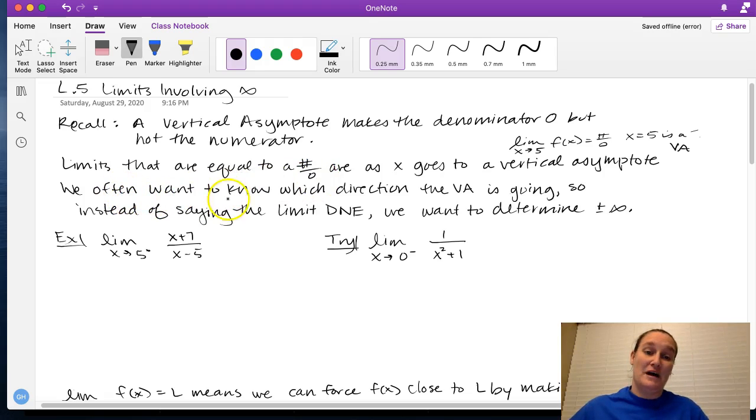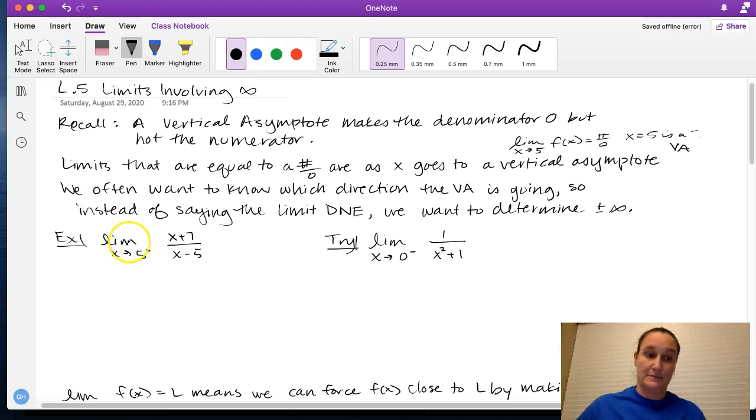Anyway, we often want to know which direction the vertical asymptote is going. It has an asymptote, so the limit doesn't exist. Technically, you are correct by saying the limit does not exist for this. That's perfectly fine, you can always do that. However, sometimes, and on multiple choice, they will not give you both of these. Sometimes you want to know, is it going to positive infinity or negative infinity? It doesn't exist, but we want to know how it doesn't exist, which way it's going. So instead of saying the limit does not exist, we want to determine whether it equals positive or negative infinity. That is what we're doing with this.